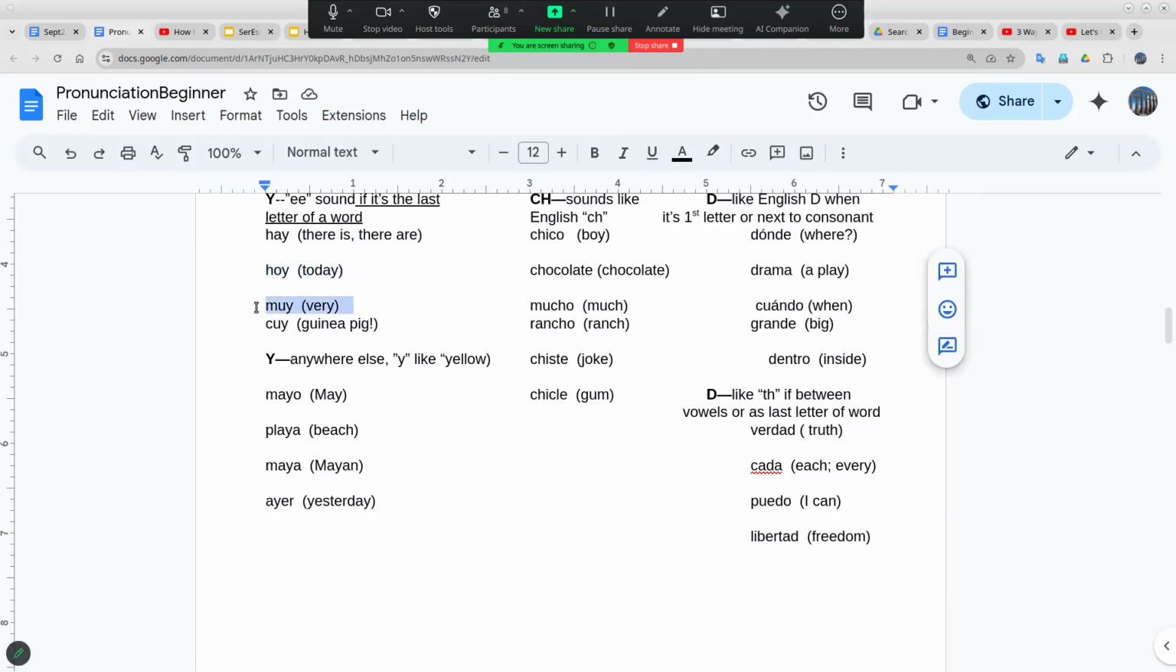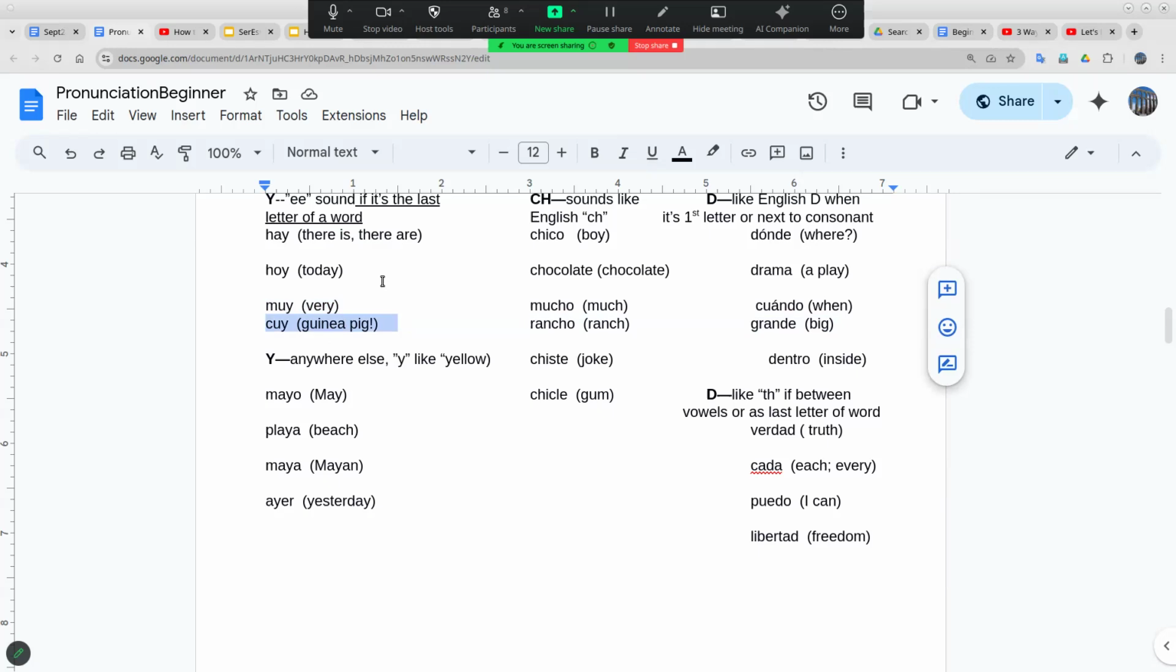Here's a word you hear a lot because it means very. Muy. Muy. People ask you, ¿Cómo estás? How are you? Muy bien. Very well, right? Muy bien. Muy.